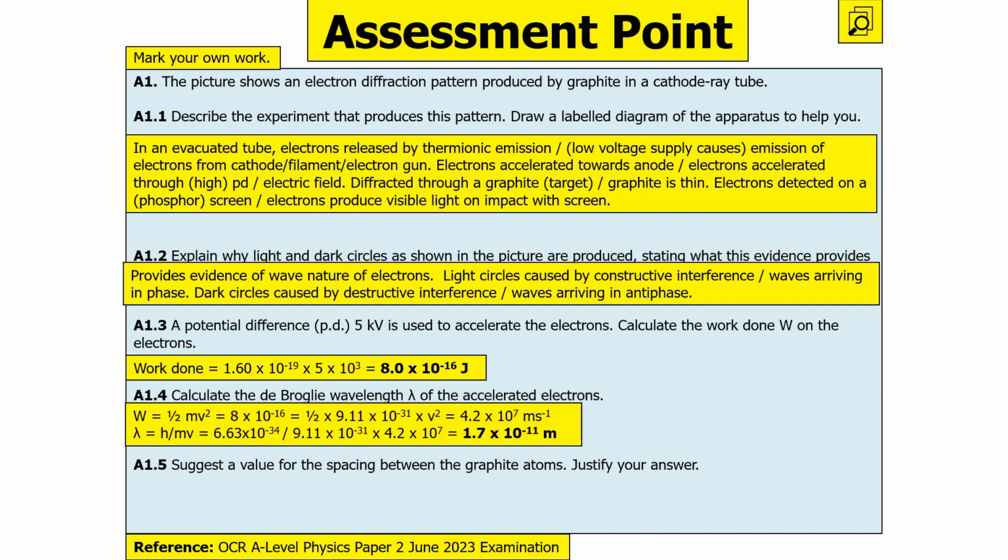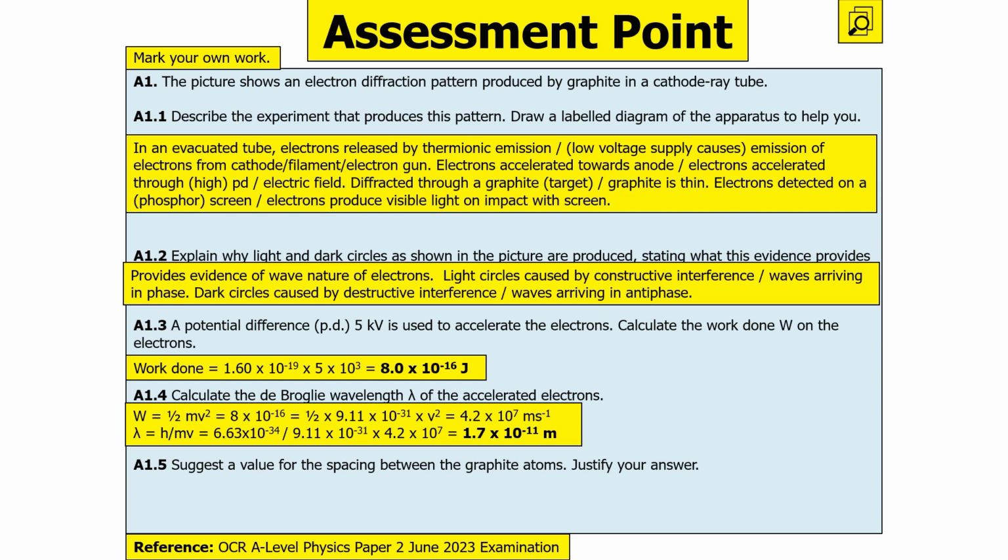The de Broglie wavelength is, well, you know that the work done is a half mv squared. So you can work out what the value is going to be by doing a half times the mass, which you're given on the equation sheet, times the velocity squared. Work that through to get v, which is 4.2 times 10 to the 7 meters per second.